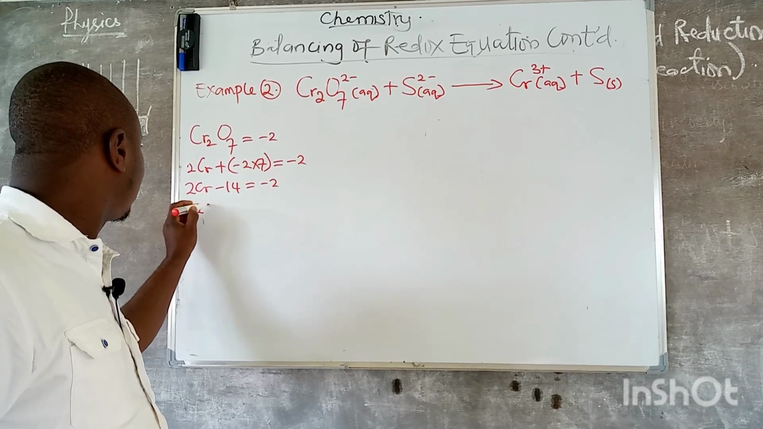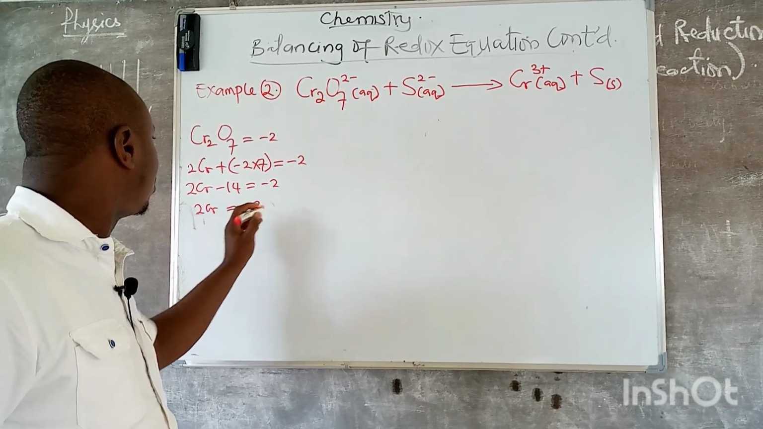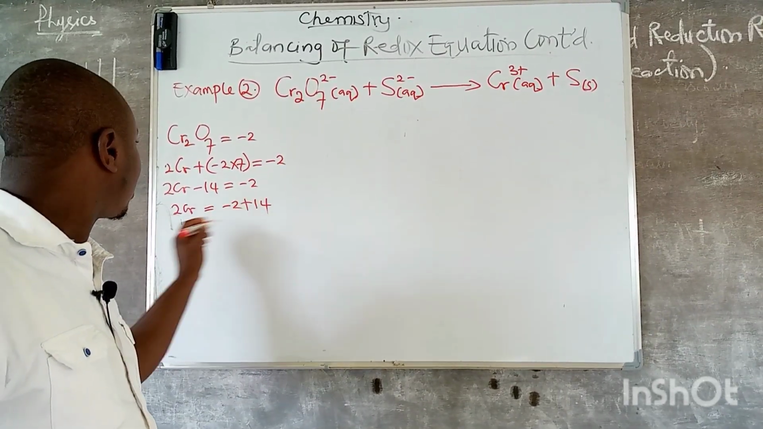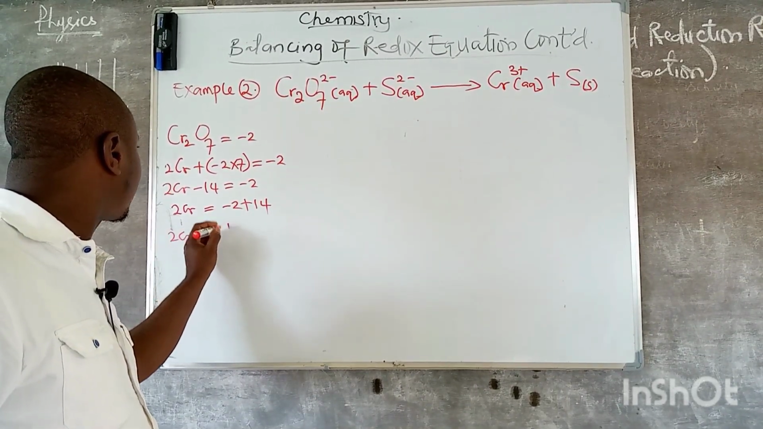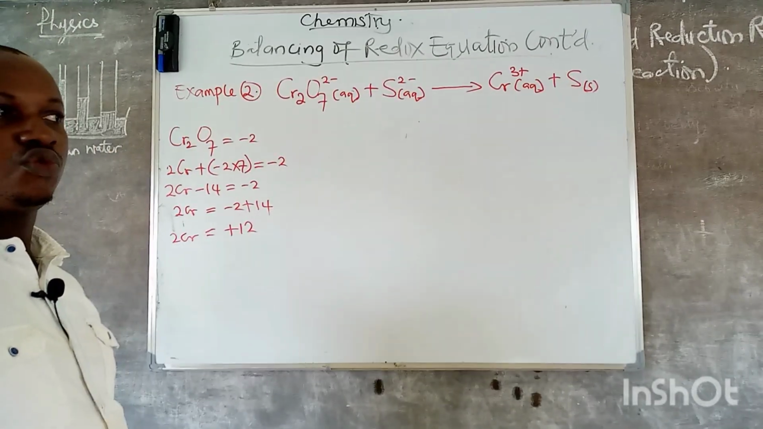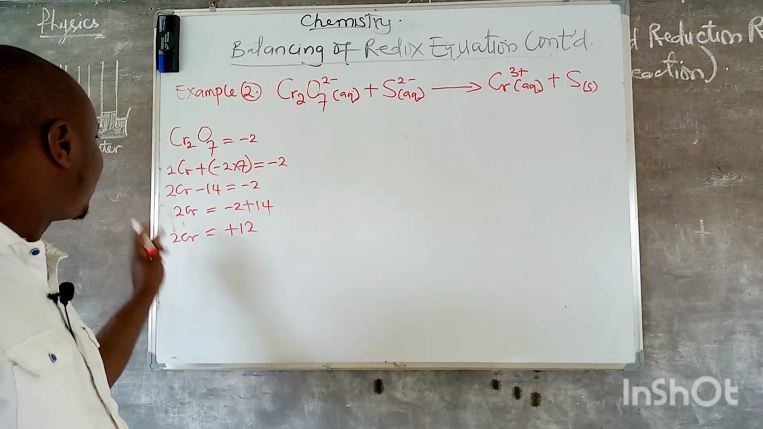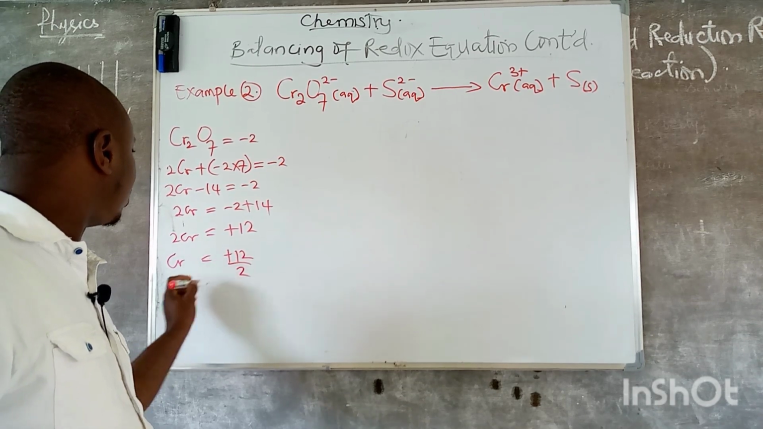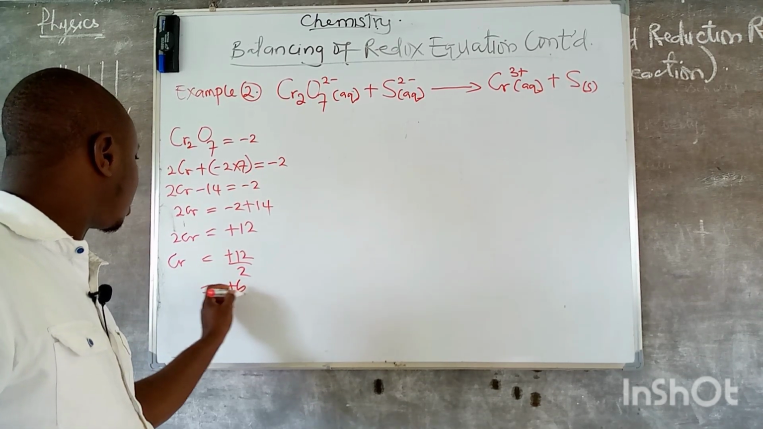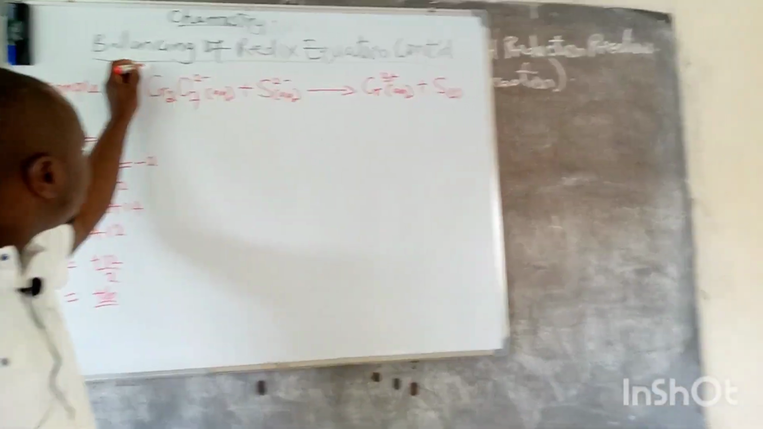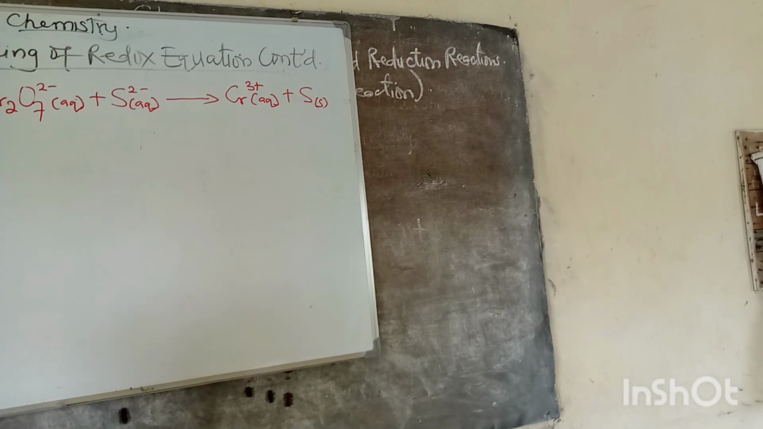So collect like terms. 2 chromium equals -2. This -14, crossing the sign of equality, changes to what? +14. So 2 chromium equals +12. -2 plus 14 is +12. Now, how do you get chromium? Divide both sides by 2. Chromium equals +12 divided by 2. This is equal to +6. Which means the oxidation number of chromium in this ion is +6.